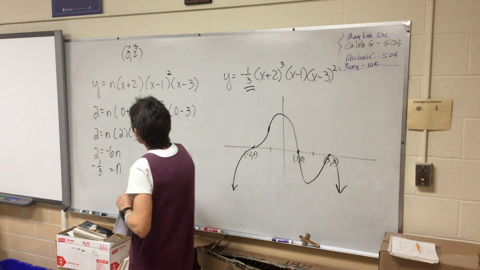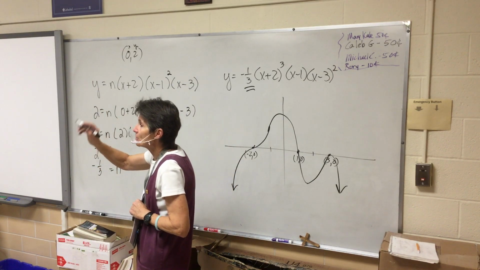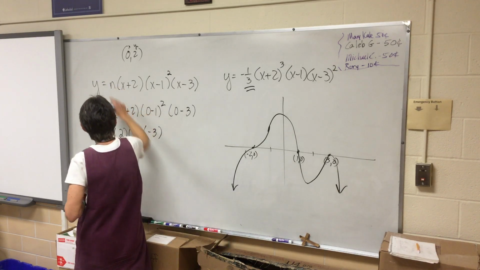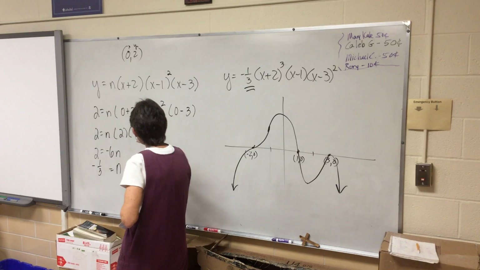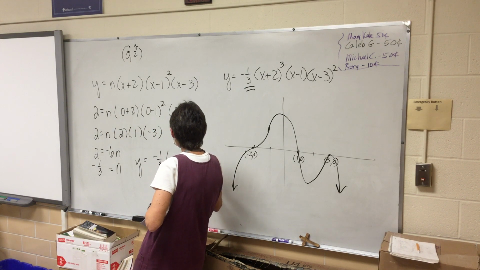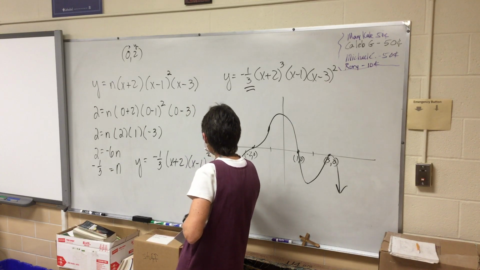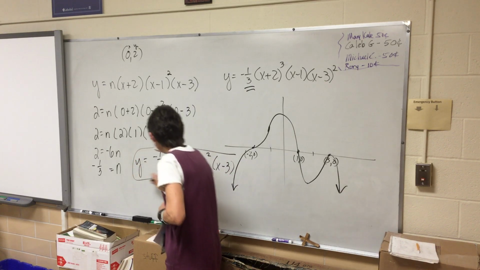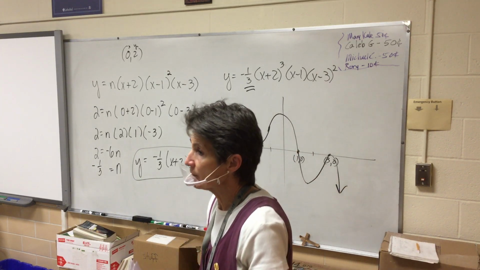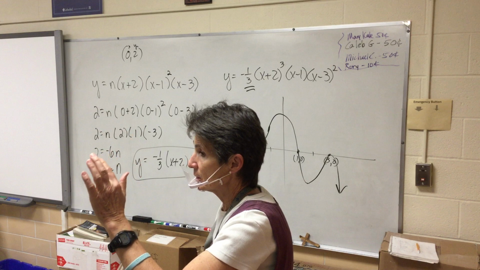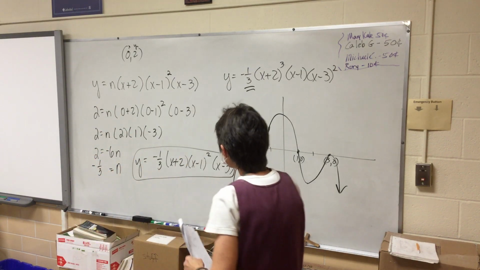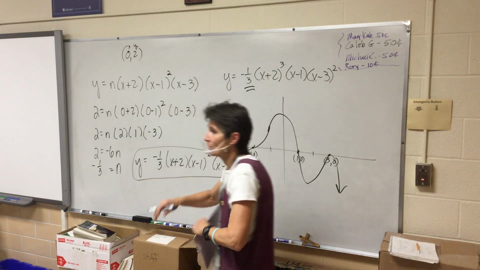All right. Now, here's the thing. When you write your answer, it has to be the equation. So y equals negative 1/3, x plus 2, x minus 1 squared, x minus 3. That is your equation. So when you get n equals negative 1/3, and I know that's a lot of work, you did a lot of stuff, that's not the answer. The answer is the equation with the negative 1/3 out in front of it.